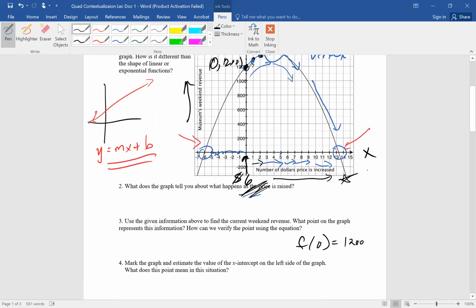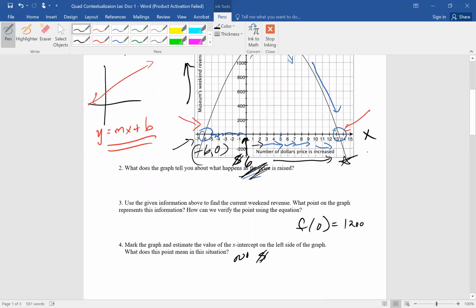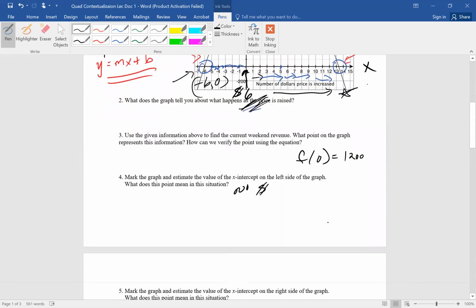Okay? Now, if you're going to mark and estimate for number 4, the value of the x-intercept on the left side of the graph, I'm going to estimate that point as (-6, 0). Because again, like we talked about a minute ago, if you reduce the price of the ticket by $6, you're not making anything. So that point means you're making no money. Okay, so that's kind of the scenarios we're going to be going forward with.